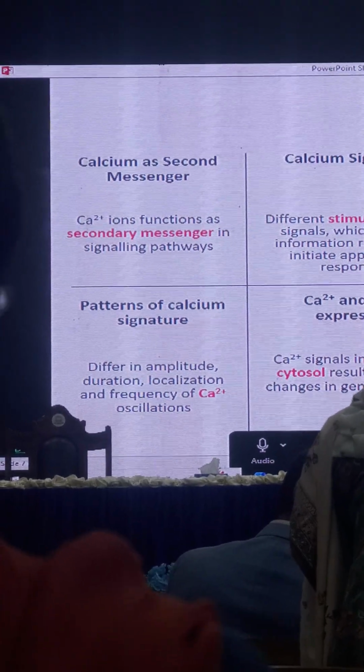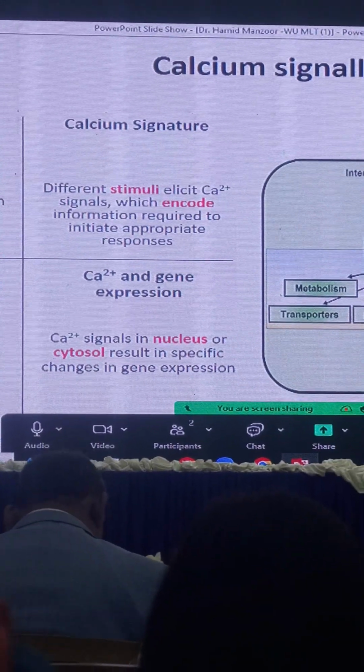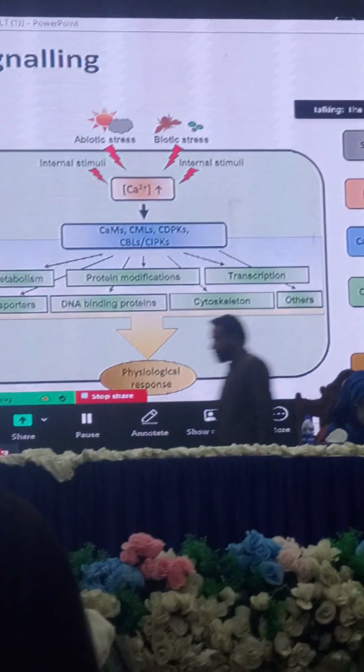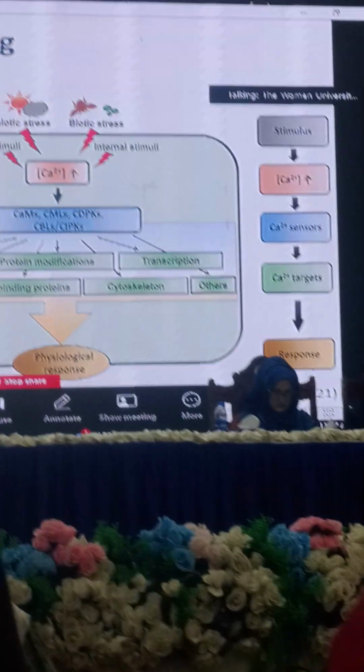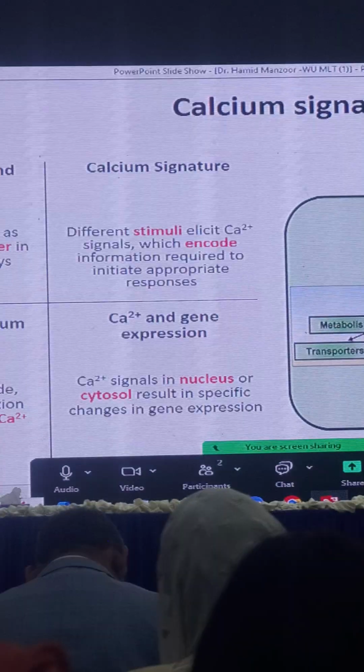Signaling. In the first line, the level of calcium increases inside the cytosol, that is known as cytosolic calcium. This cytosolic calcium can come from two paths. Either it will move from the outside of the cell, or it will come from the cell compartments.